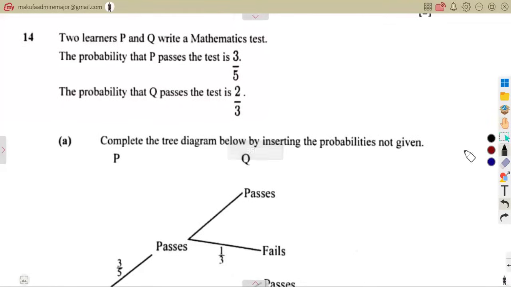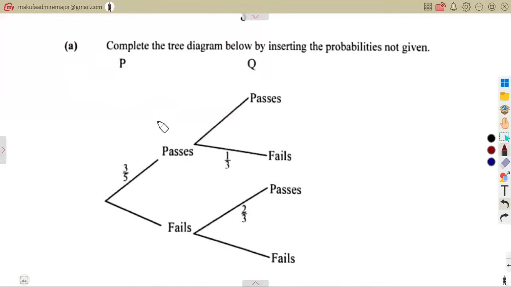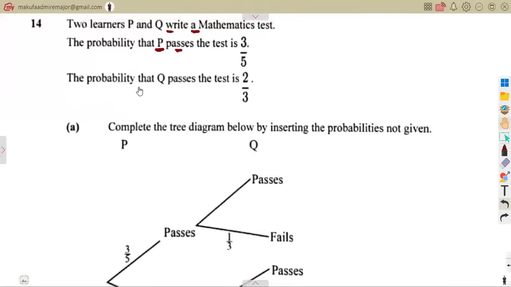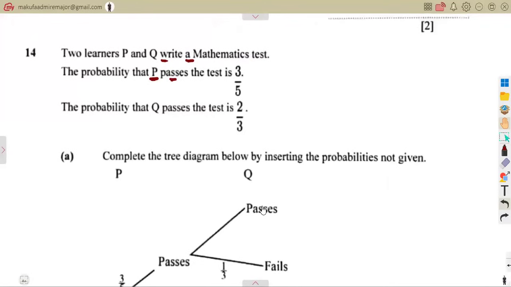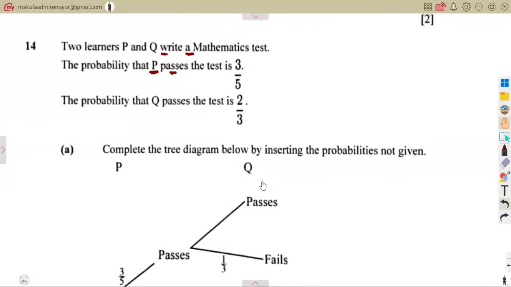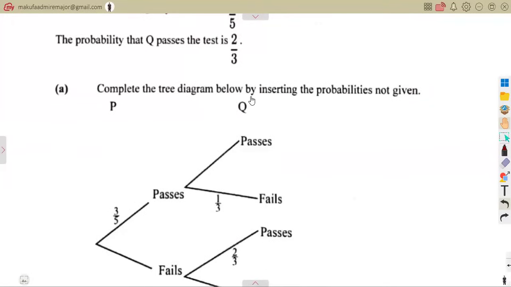All right. Then number 14, we are given two learners, P and Q. They write a mathematics test. The probability that P passes the test is 3/5, so for P to pass the test is 3/5, and then to fail. Then for Q, to pass is 2/3, and to fail. All right, no problem.